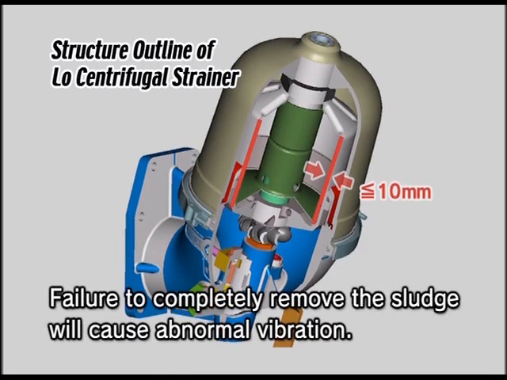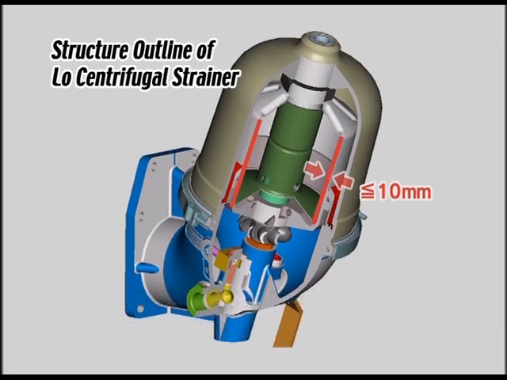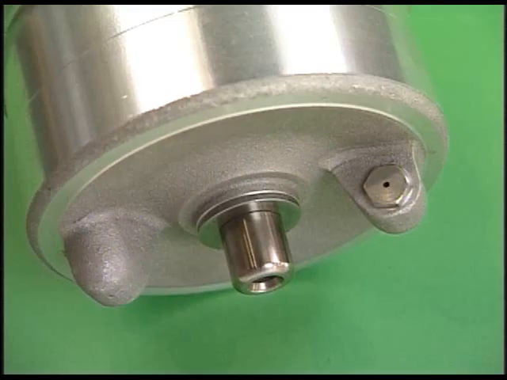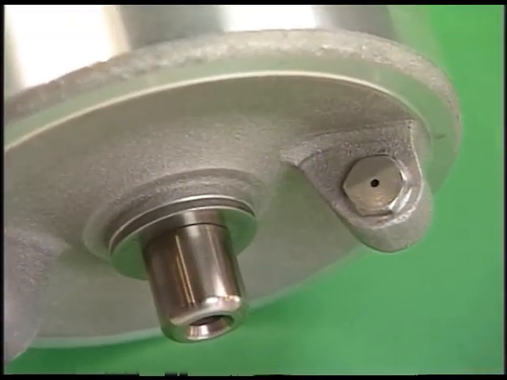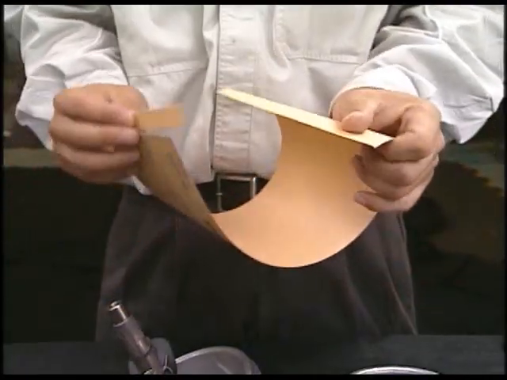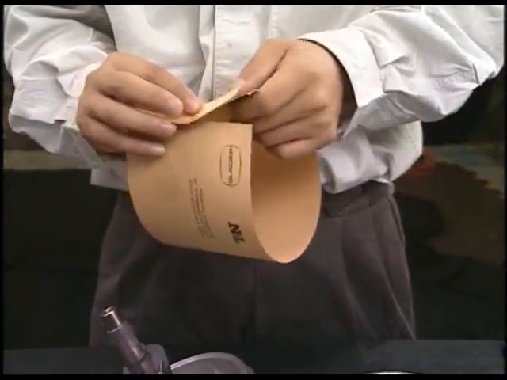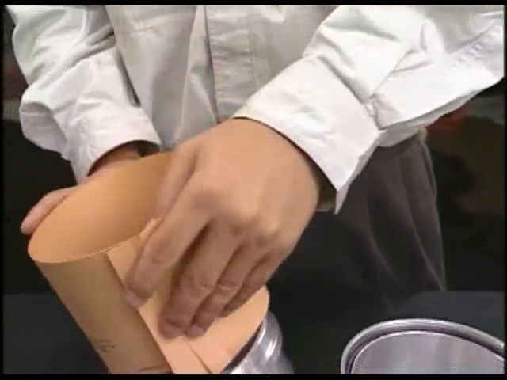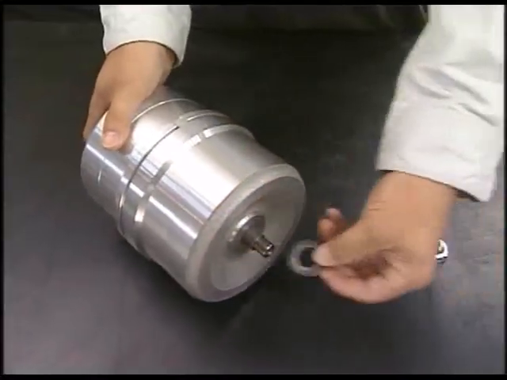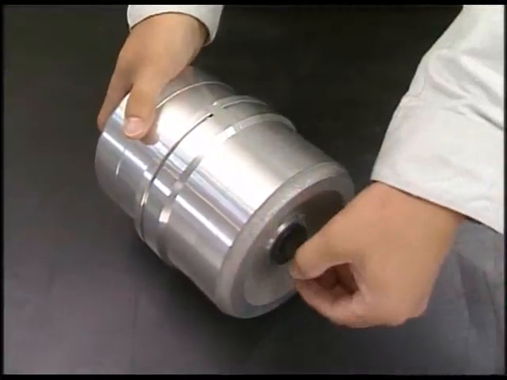If the thickness of sludge deposition is over 10 millimeters, the effect of the cleaning will not be produced. Clean the rotor body and rotor cover. Check for the clogging of the nozzle. After renewing O-ring, reassemble the centrifugal bypass strainer in reverse procedure for disassembly. If the paper insert is put in, it will be easy to remove the sludge next time.